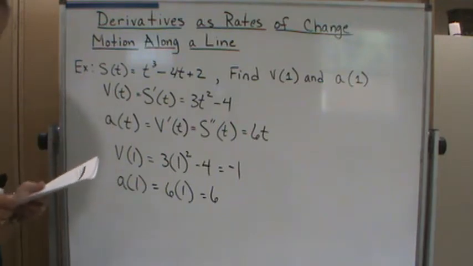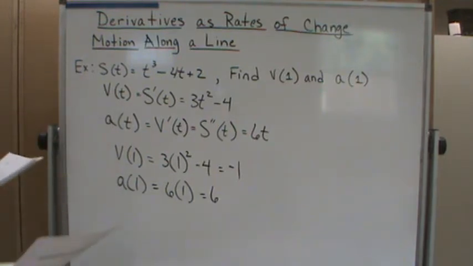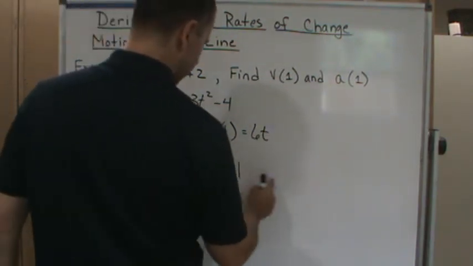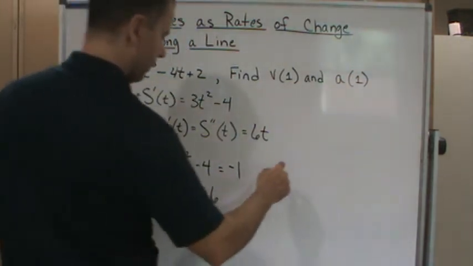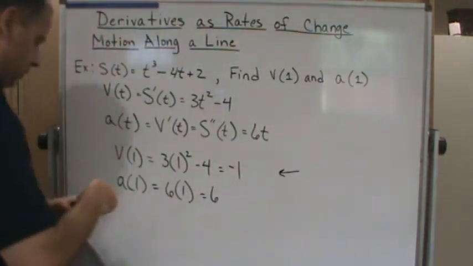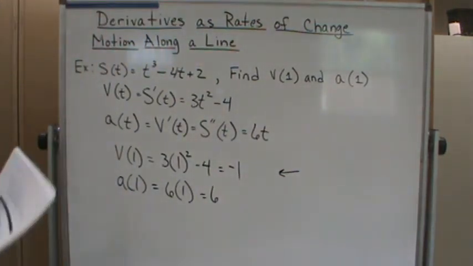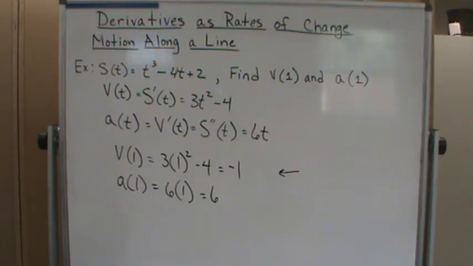Okay? So what's the answer? Since it's negative, it's going from right to left. So it's going to the left, or in this case, we want to answer right to left. Okay, now, that's it. That's the answer to part A. Now, part B says, is the particle speeding up or slowing down at time t equal to 1?